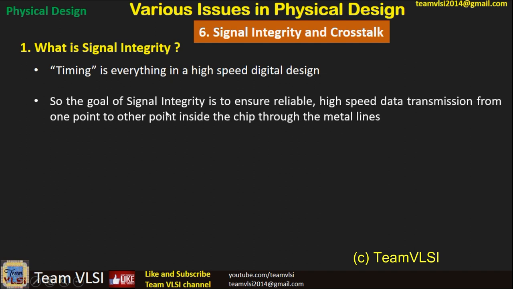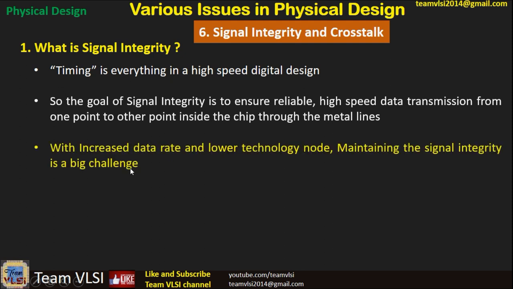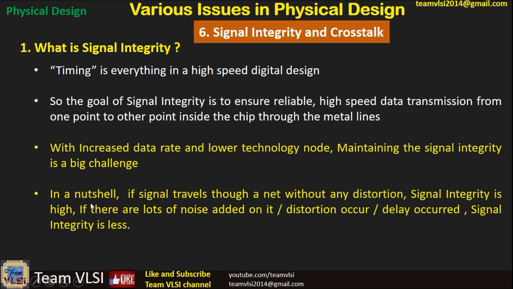So the goal of signal integrity is to ensure reliable high-speed data transmission from one point to another inside the chip through the metal lines. With increased data rate and lower technology nodes, maintaining signal integrity is a big challenge. In a nutshell, if a signal travels through a net without any distortion, signal integrity is high. If a lot of noise is added to it, or distortion or delay occurs, signal integrity is less.